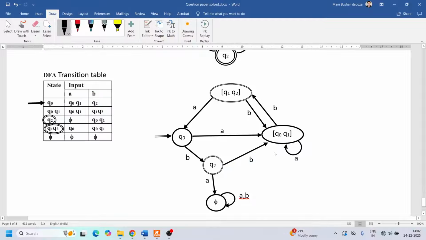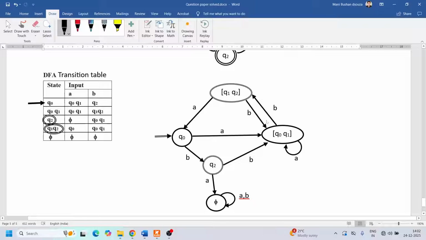So done. Now let's look at the next state, Q1 Q2. From here, if the input is A, you go to the Q0 state. Just draw an arrow there. So done. If the input is B, you go to Q0 Q1. From here, draw an arrow.